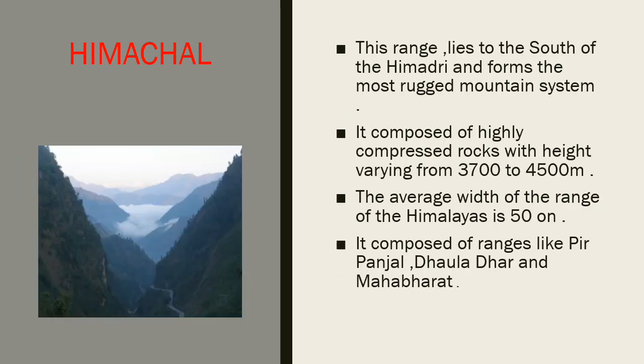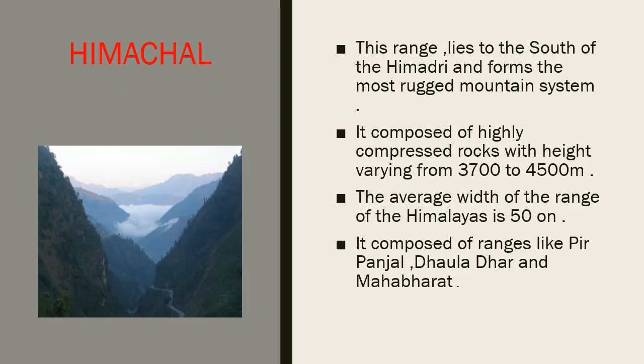Then come to the Himachal or Lesser Himalaya. This range lies to the south of the Himadri and forms the most rugged mountain system. It is composed of highly compressed rocks with height varying from 3700 to 4500 meter. The average width of this range of the Himalayas is 50 km. It is composed of ranges like Pir Panjal, Dhauladhar and Mahabharat. The Pir Panjal range is the longest and the most important range.